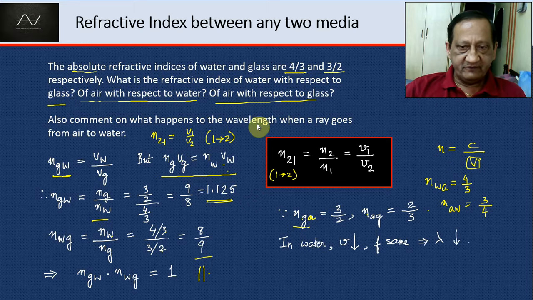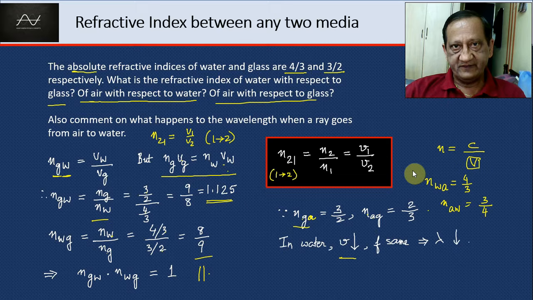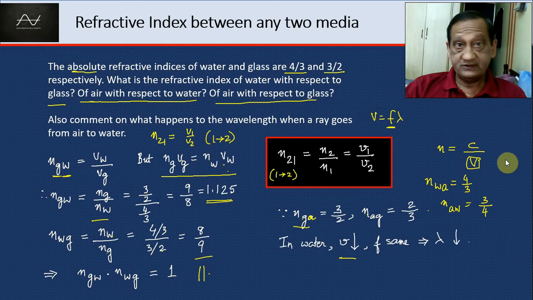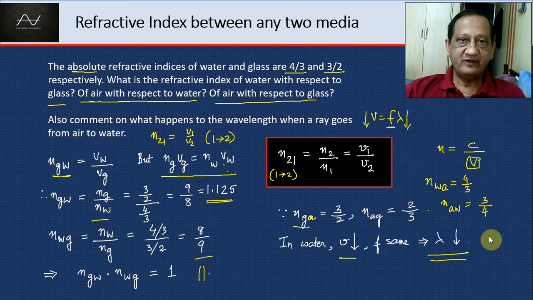What about the wavelength? When a ray goes from air to water, in water the speed decreases. Now the relationship between speed, wavelength and frequency is this: the speed is equal to frequency times wavelength. Frequency is decided by the source, that doesn't change. So if the speed were to reduce, then the wavelength will also reduce. That is what happens when light goes from air into water.